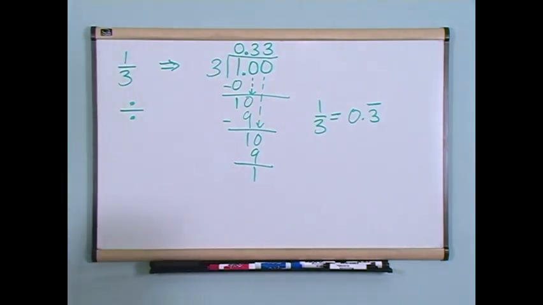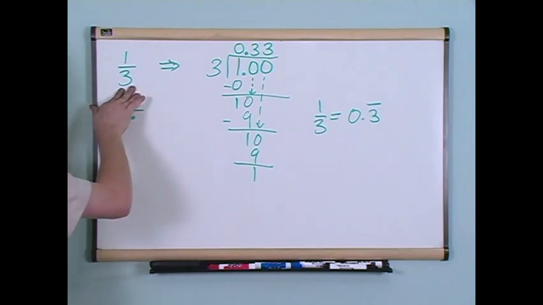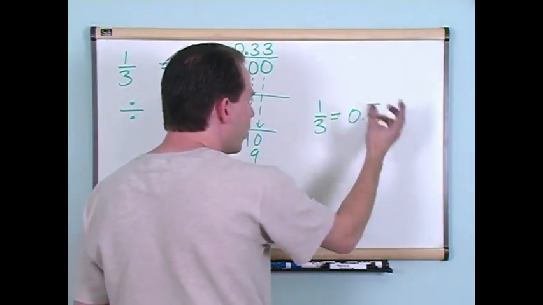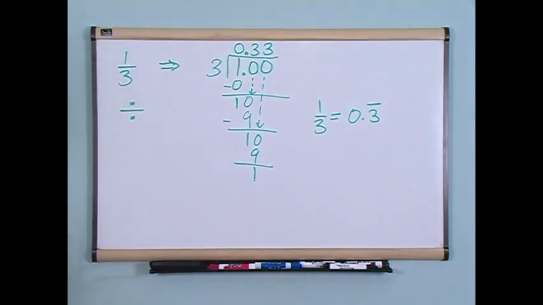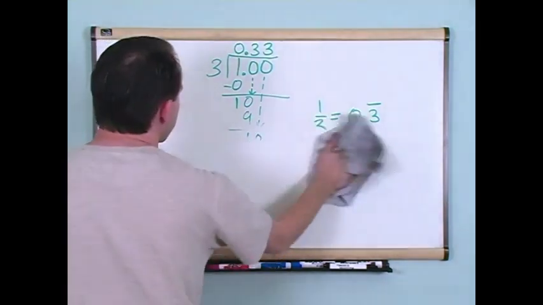Okay? So that's an example of how you have a fraction, which is a number less than 1. Here is a decimal, which is also a number less than 1. They're exactly the same thing. They're just 2 different ways of writing the same thing.